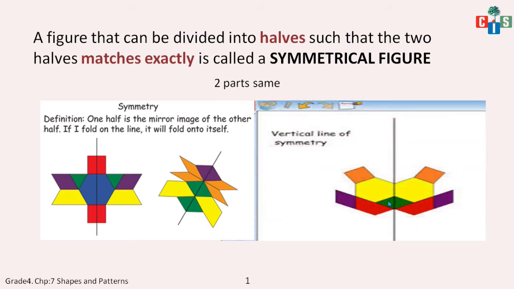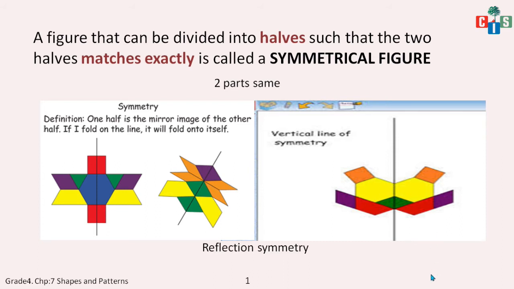Now let's have the other example. This line, the place where I have placed the mirror, is known as the vertical line of symmetry. Symmetrical figure and line of symmetry. Now we'll move on. See, this is a reflection symmetry. If you place the mirror image here, it becomes the reflection image. If placed in the middle, it is reflection symmetry. It is symmetry and it has its reflection.